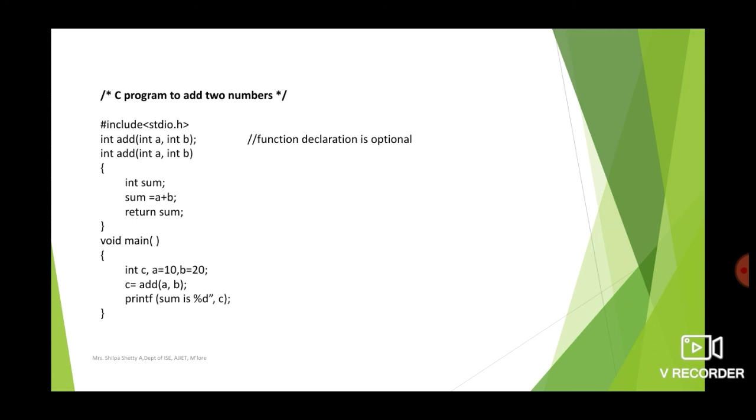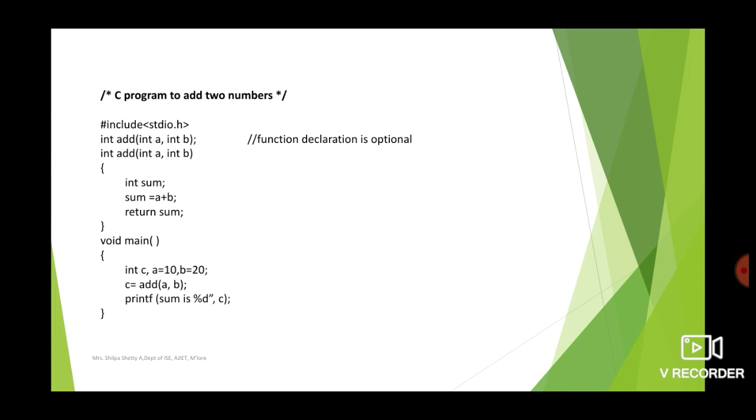The second line, that is int add, int a, int b, semicolon, is the declaration. That is not required here because you have defined the function before the main. When you define the function before the main, the function definition itself will act as a declaration. So a separate declaration is not necessary.